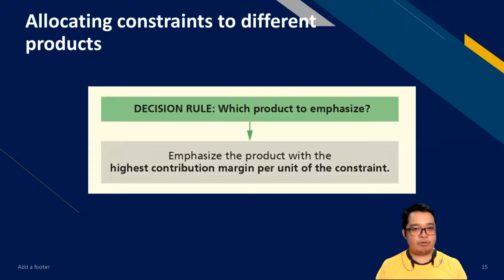So what's the decision rule? Which products to emphasize? The decision rule is that you emphasize the product with the highest CM per unit of constrained resource. That's the decision rule.